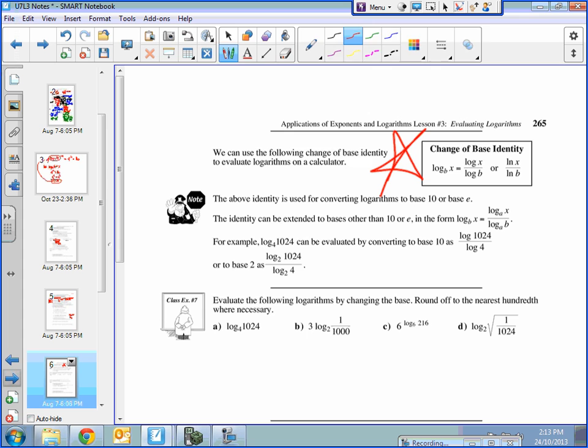to put this in your calculator, you always go log of your argument divided by log of your base, or natural log of your argument divided by natural log of your base, okay? Either one of those, put it in your calculator, it'll give you the value of that logarithm.